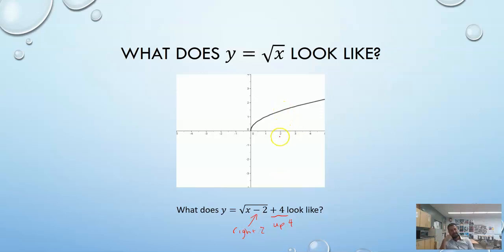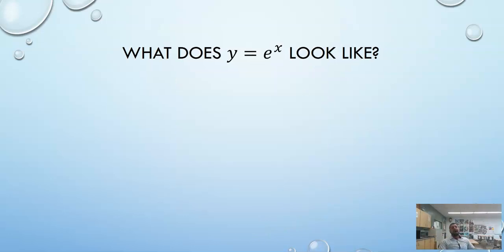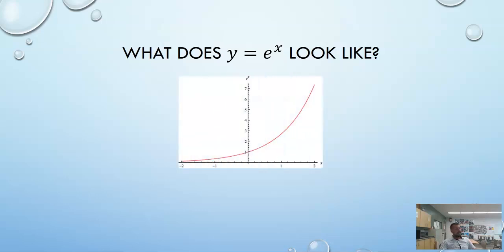And again, so we'd go right 2, up 4, so it's way up there, and then the graph retains its shape. So it would still end up looking like that square root function. Y equals e to the x is another function that appears fairly often. Y equals e to the x looks like this.